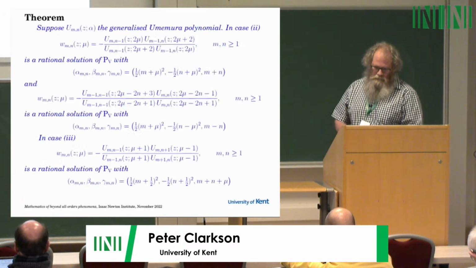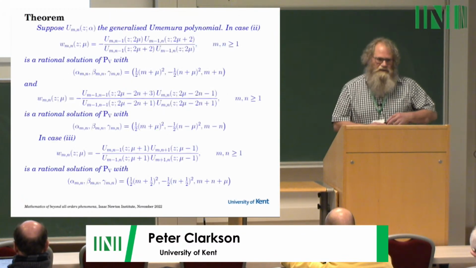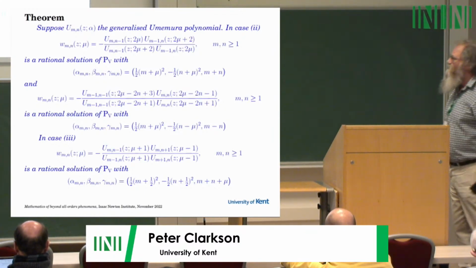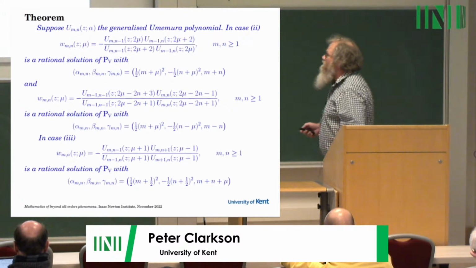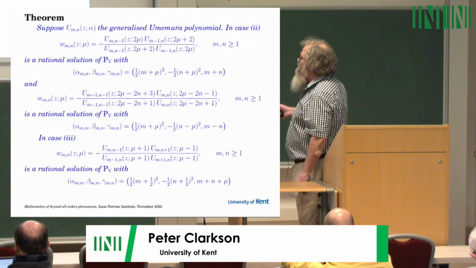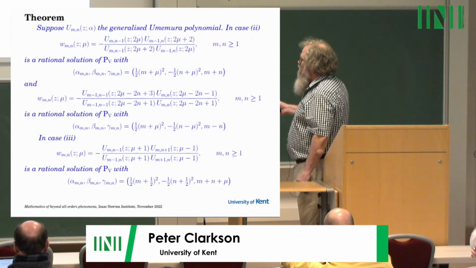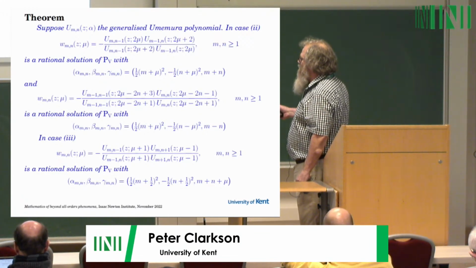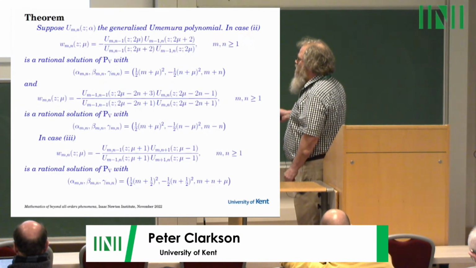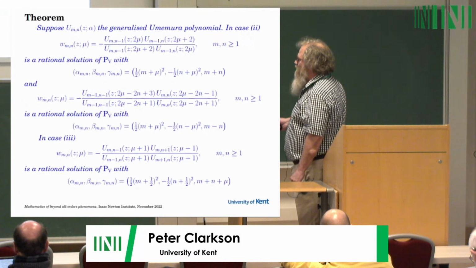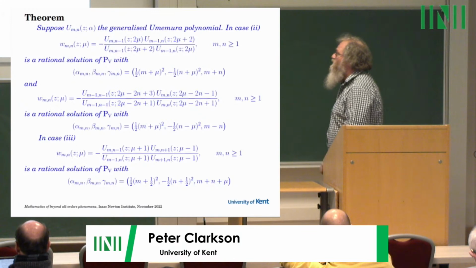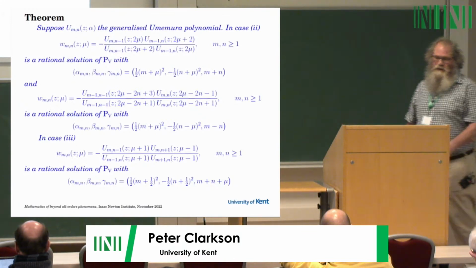Okay. So here is the result of where they actually are as rational solutions of Painlevé V. They come in, this is cases 2 and 3, but case 2 has to split into two cases depending on whether this is n plus m or n minus m. So you put in n to minus n basically, so you get different sets. And then you get another form given by here. So we can write them all explicitly in terms of these generalized Umemura polynomials.